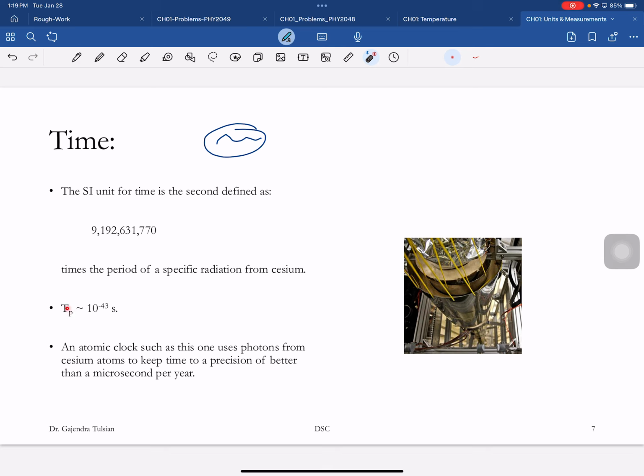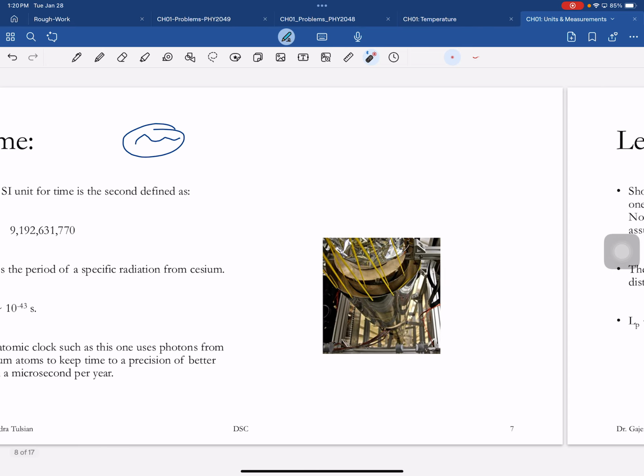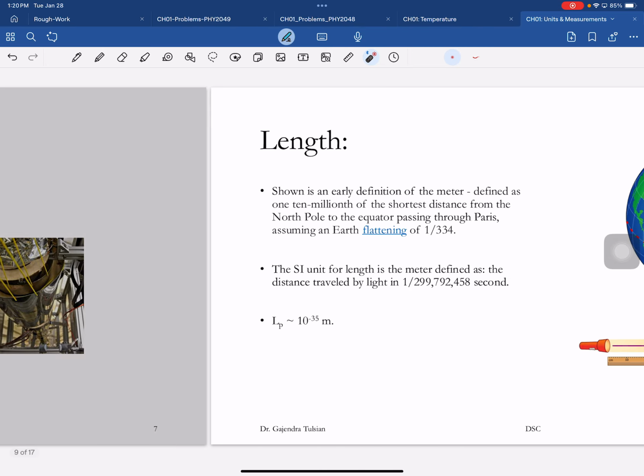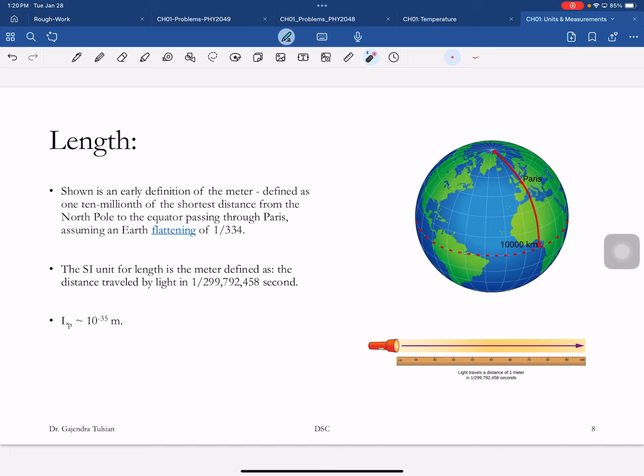All right, so this is the Planck time. We believe that's the smallest unit of time. So this is an atomic clock, and it can keep time to an accuracy of a microsecond per year. Yep. A millionth of a second per year. So we've defined time. The three basic units are time, length, and mass.